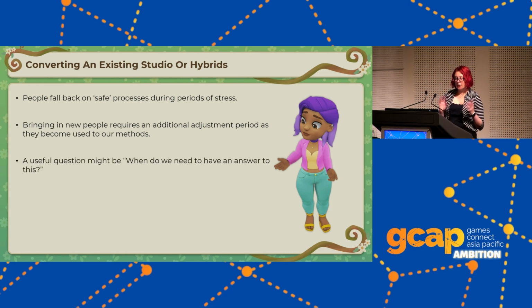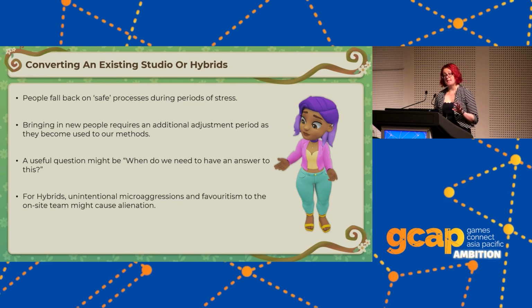A question that I hope you all take home with you, regardless of whether or not you want to be a hybrid studio or a fully remote asynchronous studio: when do we need to have an answer to this? Because that should tell you whether or not the meeting needs to happen. That could tell you whether or not you could be using a document instead, or a Slack channel.